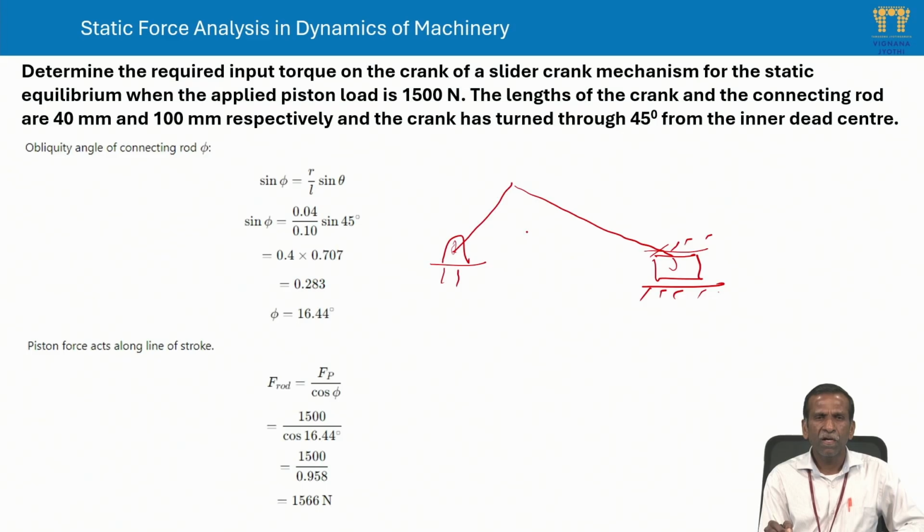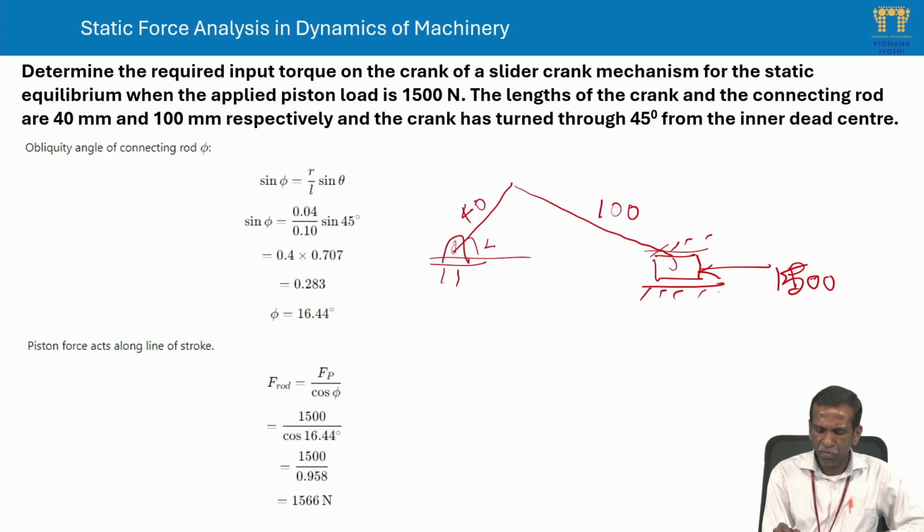In this problem, it is mentioned that the applied load acting on the piston is 1500 newtons. The crank length is 40 mm. The connecting rod length is 100 mm. And the crank has turned through 45 degrees from the inner dead center. At this position, we need to analyze this mechanism.